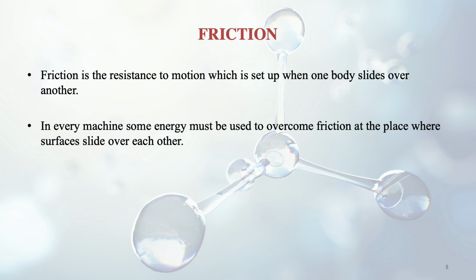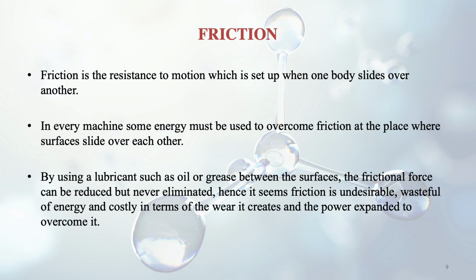In every machine, some energy is used to overcome friction where surfaces slide over each other. In order to reduce this friction, we use lubricants such as oil or grease between the surfaces. Due to this, energy loss becomes less, but it is never eliminated. Generally, friction is an undesirable, wasteful form of energy.